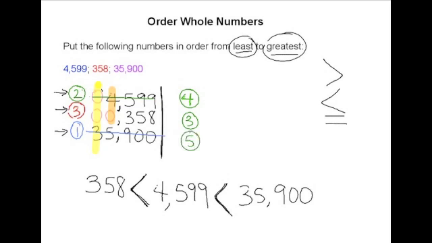And I can look and see that the more digits I have, the greater the value. If there's only 3 digits, that's my smallest number. 4 digits is in the middle, and a number with 5 digits is going to be the greatest or the largest.